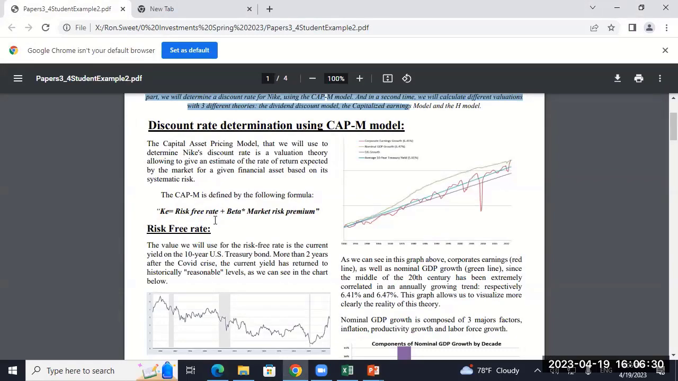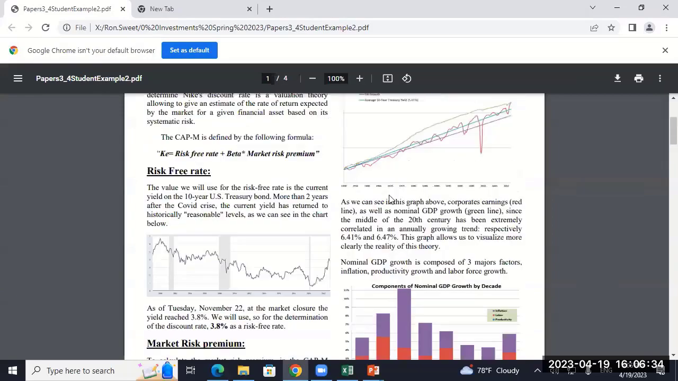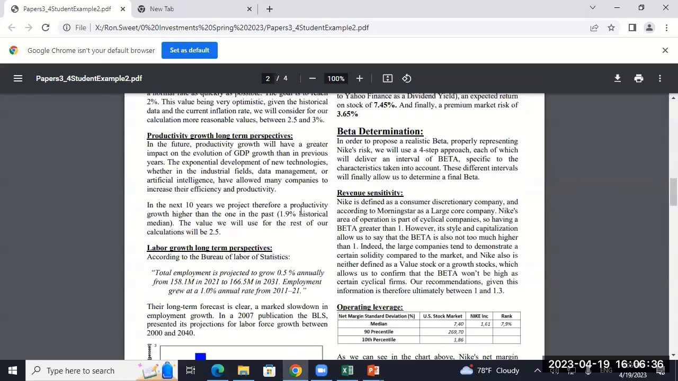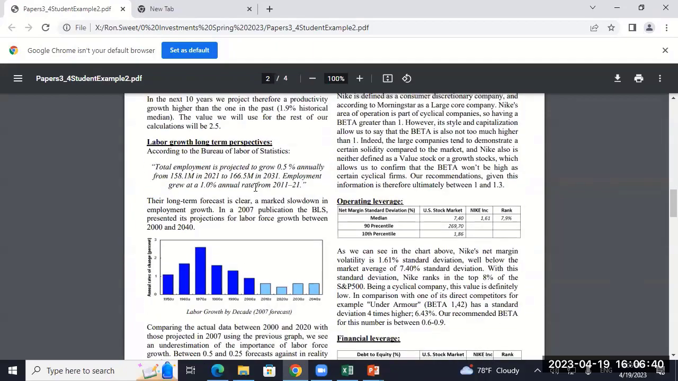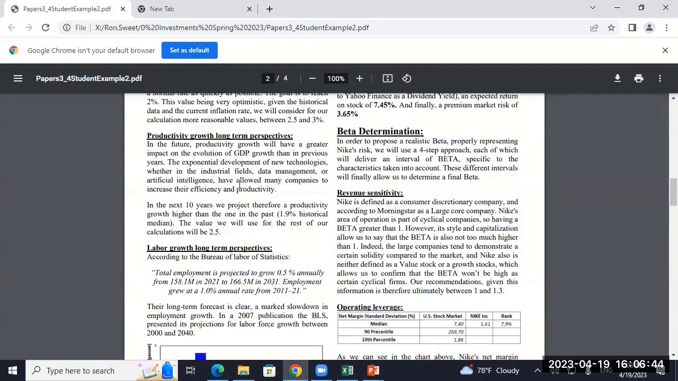So discount rate, obviously risk-free rate. They did a graph as well, market risk premium, very similar stuff, right? Paper three is very similar. Productivity, labor growth. They even put a quote in there from somebody. Make sure on productivity and labor growth and inflation, we're talking the next 50 years. Don't go find some forecast for 2024. That's not what we're looking for. We're in the middle of a crisis, possibly. One year, two year forecasts are meaningless to this type of valuation. We're going out to infinity.